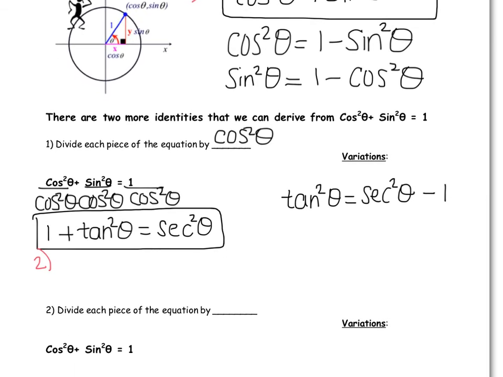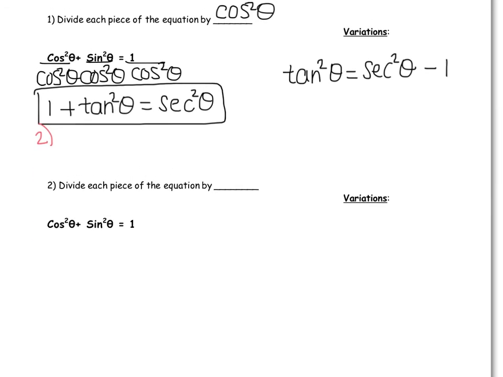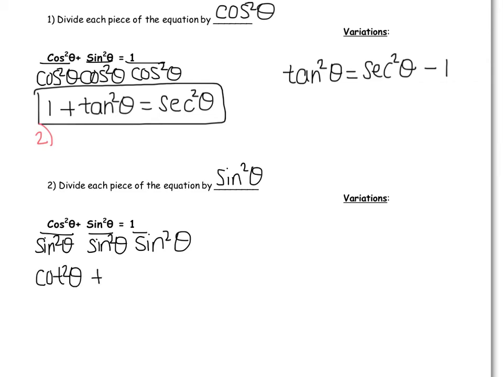Okay, let's find the other Pythagorean identity. So instead of dividing everything by cosine squared, we're going to divide everything by sine squared of theta. So let's go ahead and do that and see what happens. Okay, so we know that cosine squared divided by sine squared is cotangent squared. And we know that anything divided by itself is 1. And we know that 1 over sine squared is cosecant squared of theta.